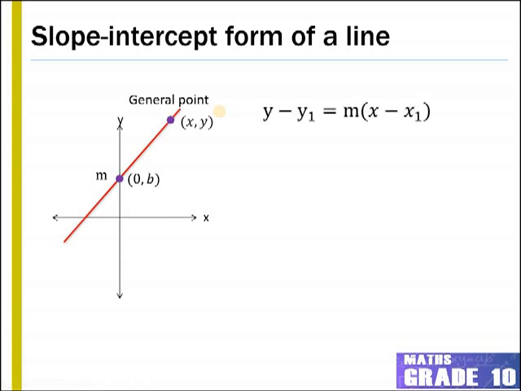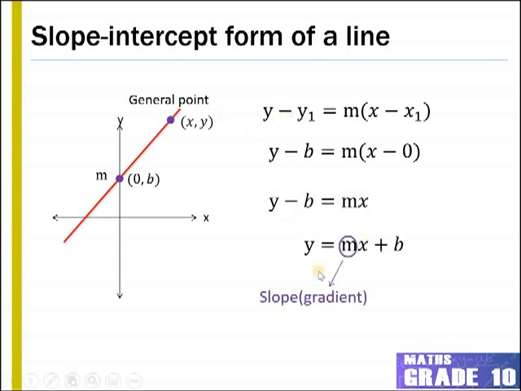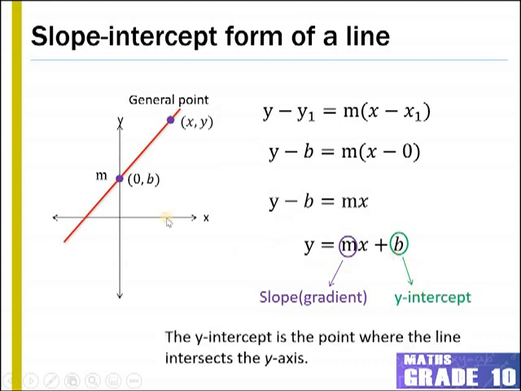If we use the point slope form of a line, y minus y1 equals m times x minus x1, then we can write in that y minus b equals m times x minus 0. So y minus b equals mx. So y equals mx plus b. This is the slope-intercept form of the line. m is the slope or gradient, and b is the y-intercept. The y-intercept is the name given to the point where the line intersects the y-axis. So this value of y here, which is b.